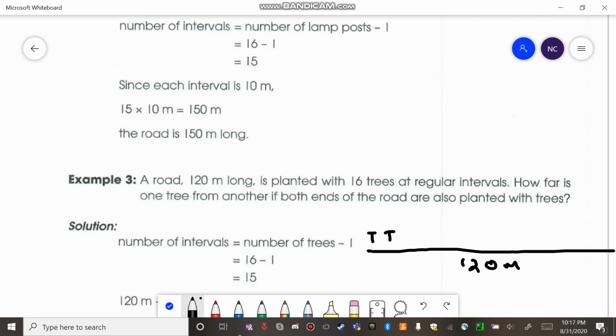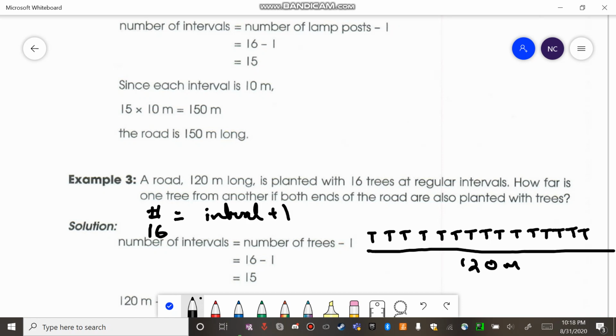So tree here, 16 trees. And we know that the entire road is 120 meters long. So we're simply finding how far is one tree from another. And another word for that is basically how long is each interval. And we know that the number of objects is the intervals plus 1. And they've told us that it's 16 trees. Therefore, we must have 15 intervals.